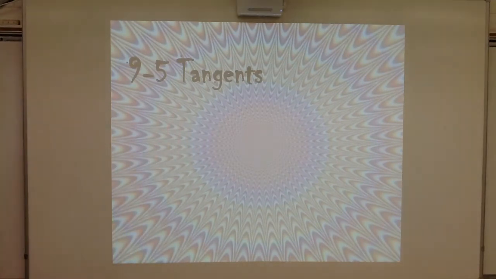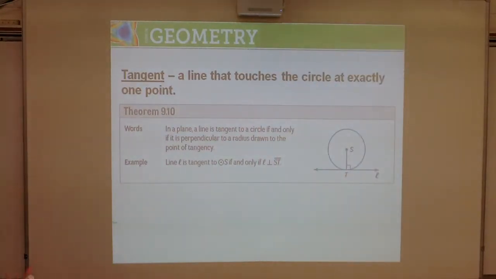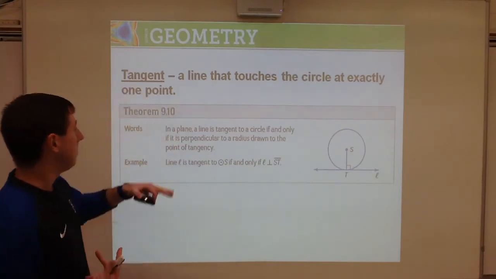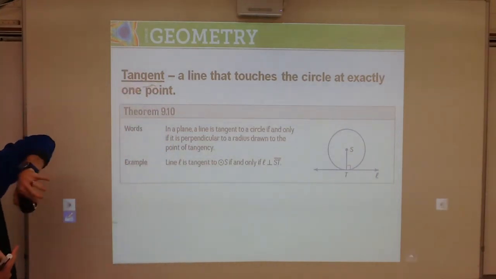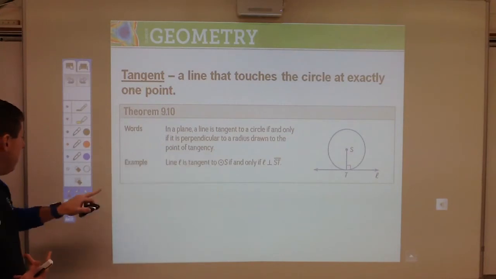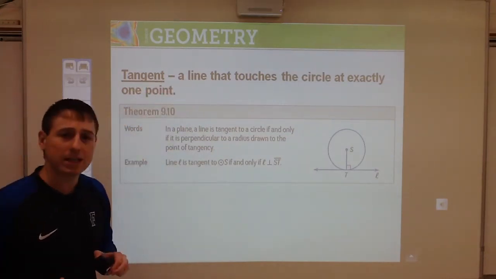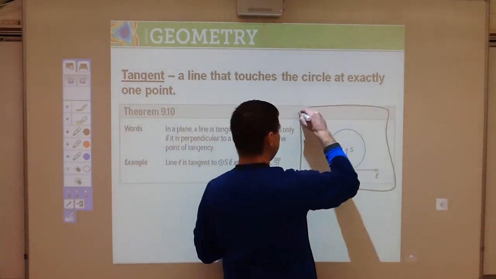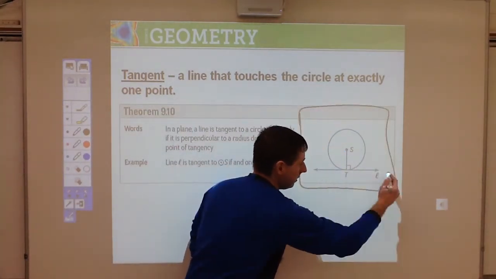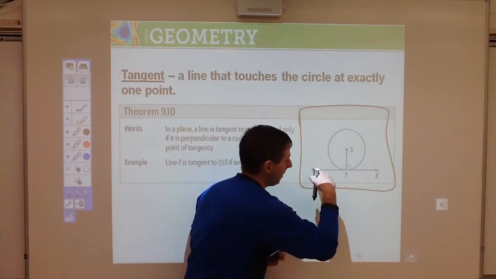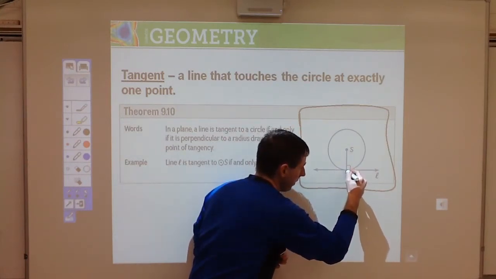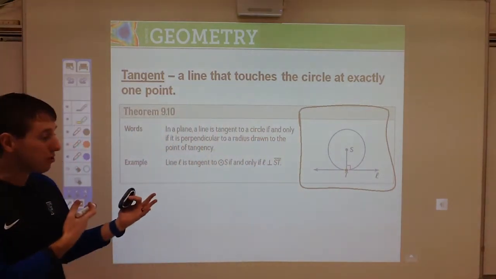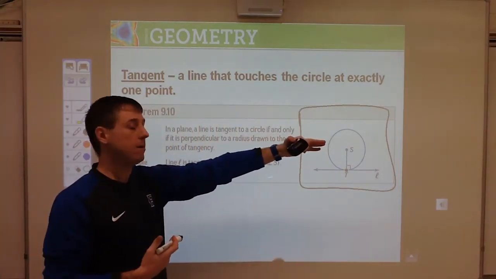Okay, so a tangent, we've seen the word tangent before when we did sine, cosine, and tangent, but it's totally different now. A tangent line is a line that touches the circle at exactly one point. So if I have this circle here, this line L is a tangent line, because it touches the circle at this one point, and then it keeps going. So a tangent line never goes inside the circle, it just touches it and keeps going by.